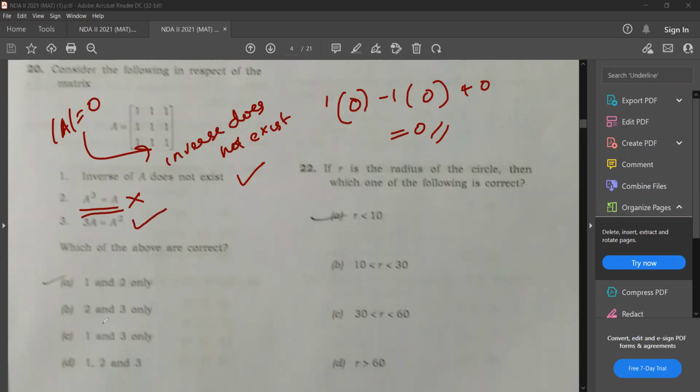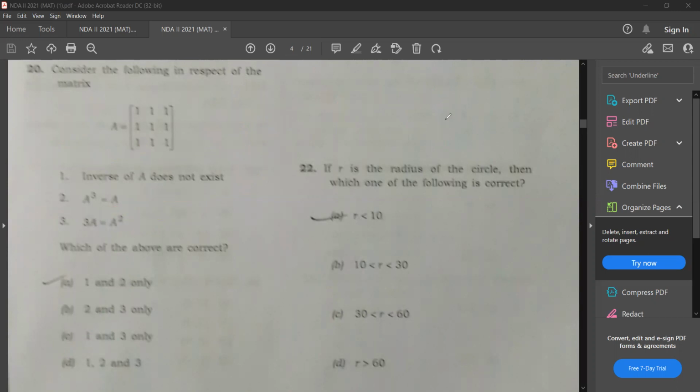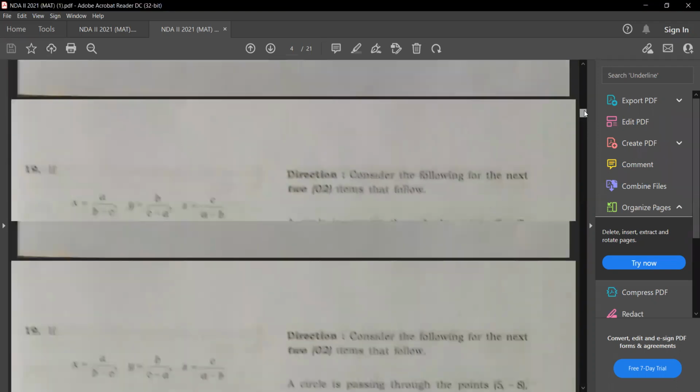That will be correct. So the answer is 1 and 3. Here we get the determinant equal to 0, which means the inverse does not exist, that is the correct one. Then if you do 3A, you'll get A square. So 1 and 3 is the correct answer. Very direct question from matrices. So we'll go to the next question.